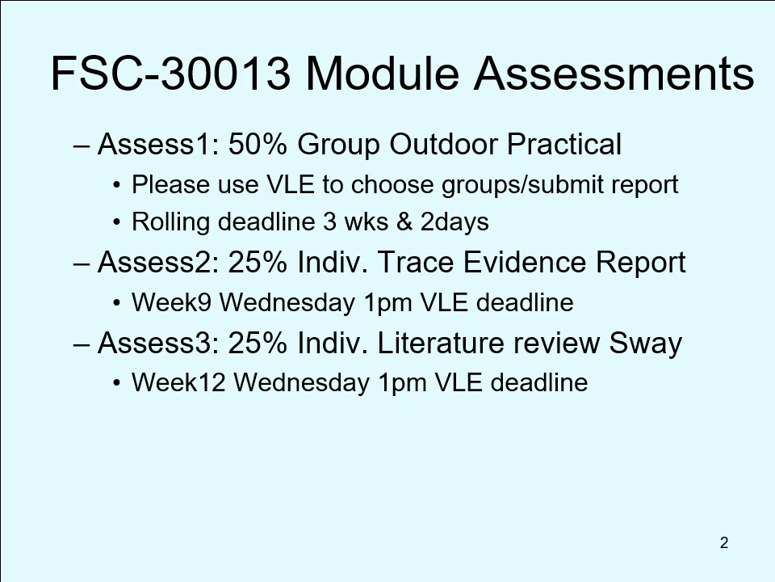Assessment 2 comprises 25% of the module mark. This is an individual trace evidence report where I've collected the data for you. You'll then be interrogating it and working it up into a report and submitting that on Wednesday of week 9. And then assessment 3 is also worth 25%. This is an individual literature review of a forensic geoscience topic of your choice, which I'll talk about in a minute, in the format of a Microsoft SWAY resource. And again, submitting to the VLE, but this time in week 12.